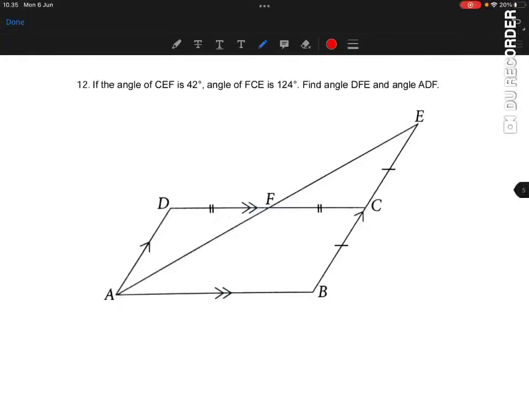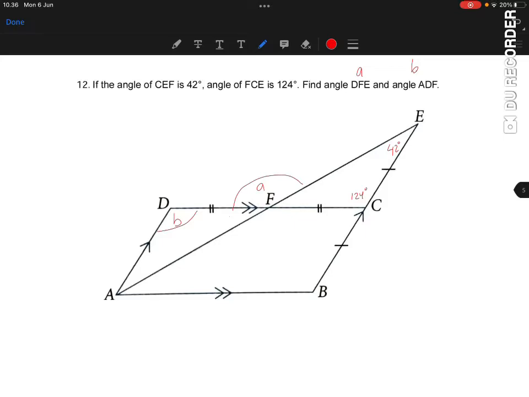If the angle of CEF is 42, it means this one is 42 degrees. Angle of FCE is 124. Find the angle of DFE. I'm going to make it as A here. And then ADF, this one is B.